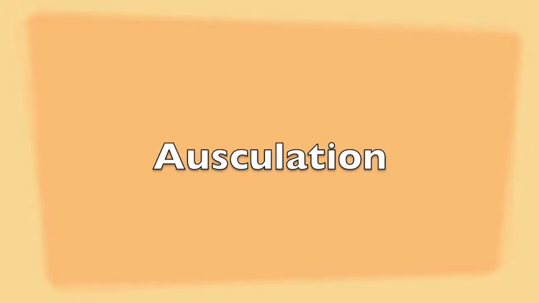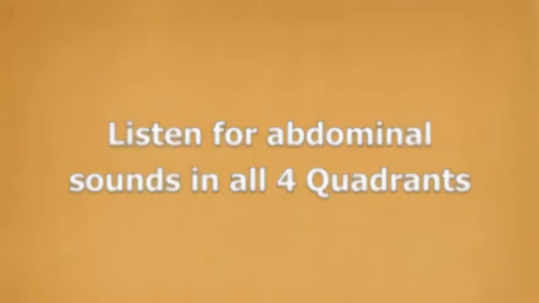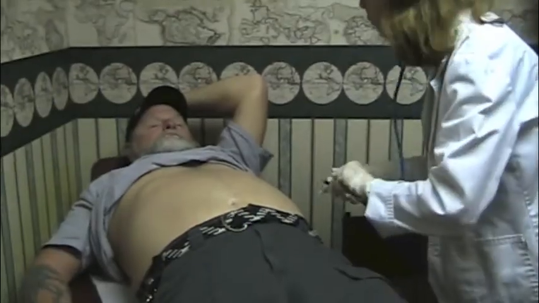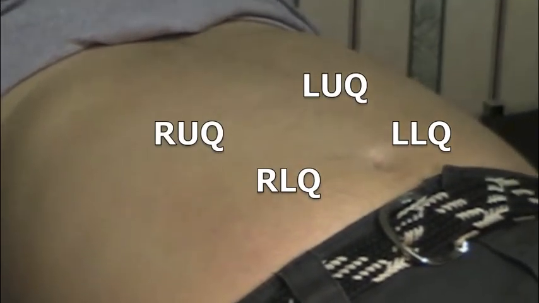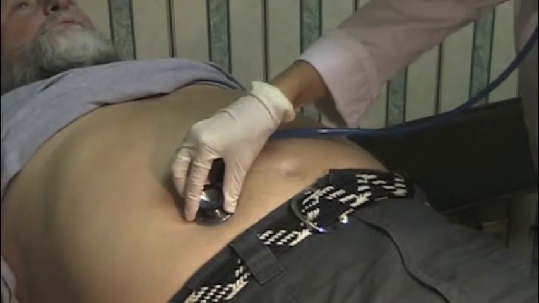Step 2 of an abdominal assessment is auscultation. Start by warming the stethoscope in your hands and use light pressure on the stethoscope when listening for sounds. To facilitate listening, divide the abdomen into 4 quadrants. Start at the right lower quadrant and follow the direction of bowel movement until all sites are auscultated.